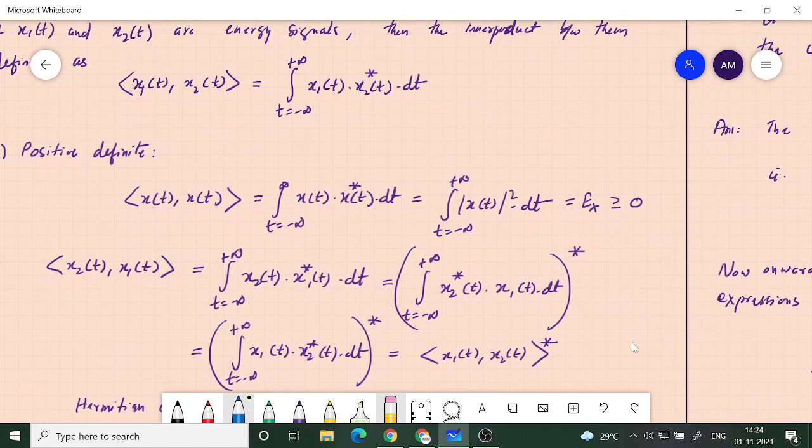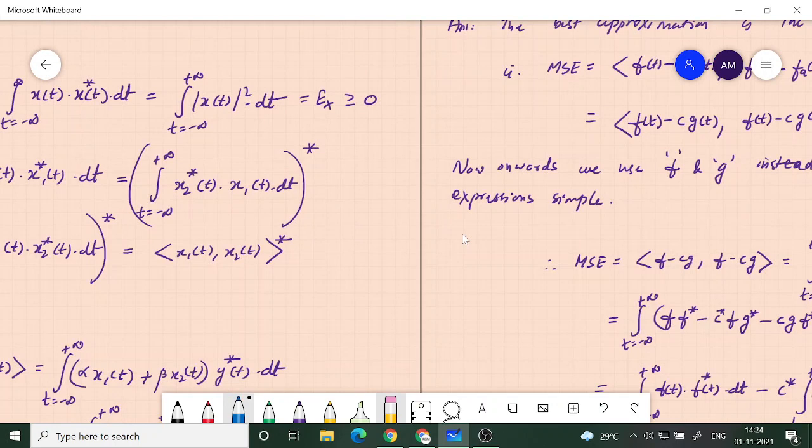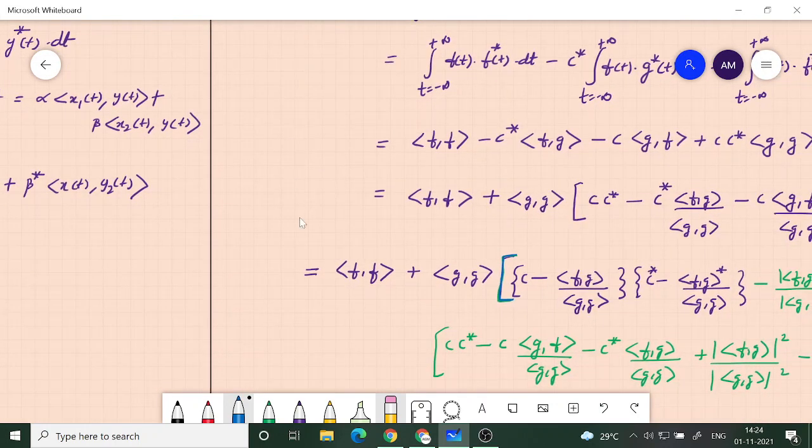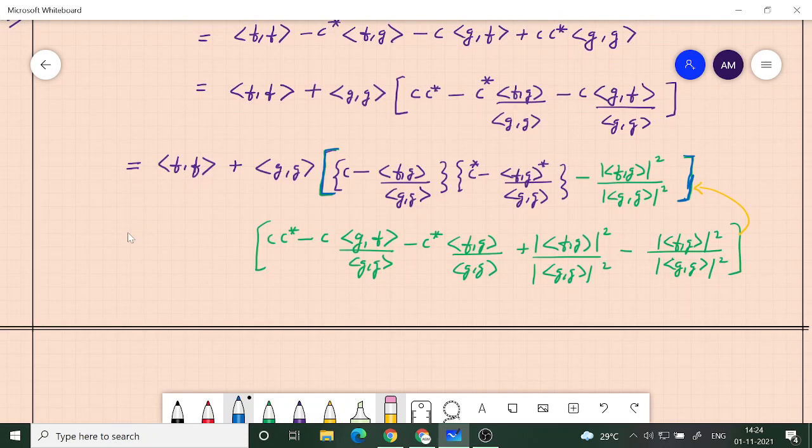The definition of inner product is this: ⟨x1, x2⟩ means integral of x1 times x2 star. So that's the definition of inner product. If I write x2 star inside the angular bracket, it means something else. That is a likely mistake people can make, but be careful that you should not make that mistake.